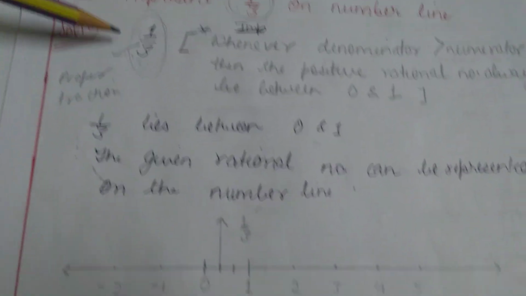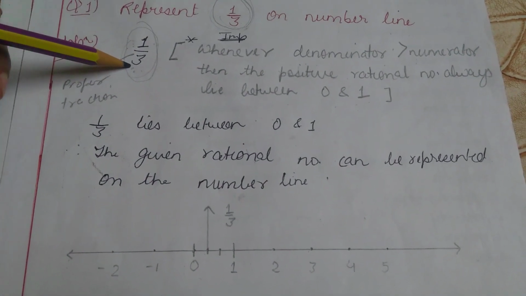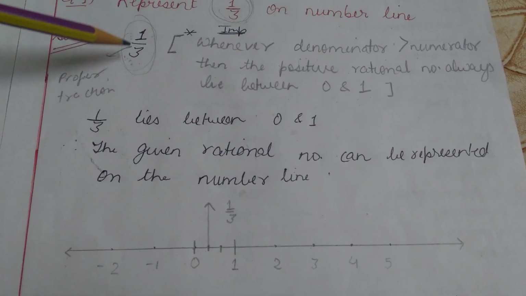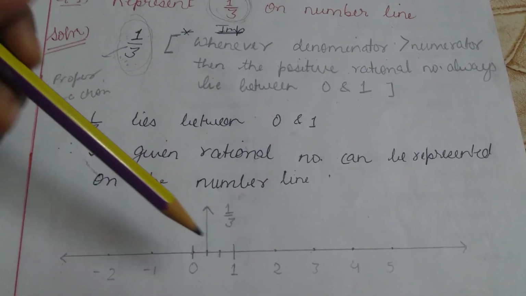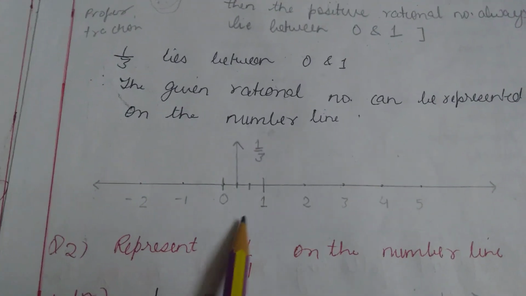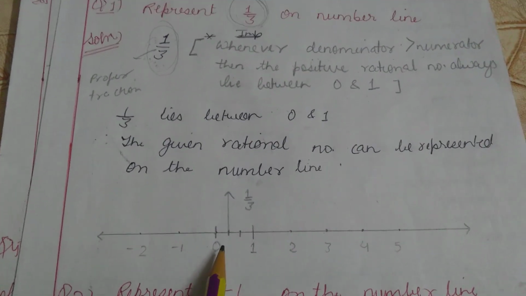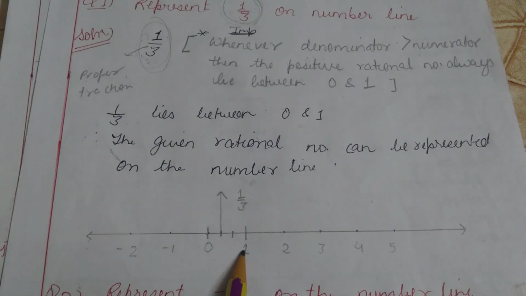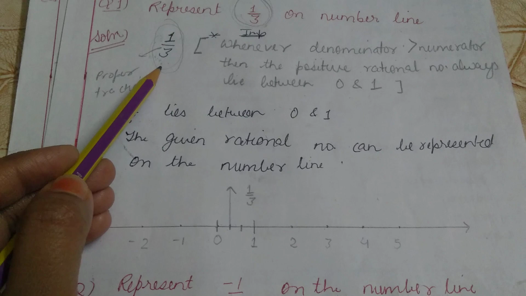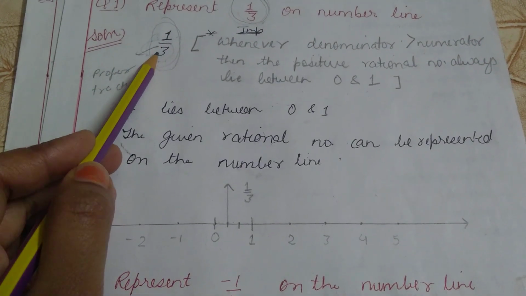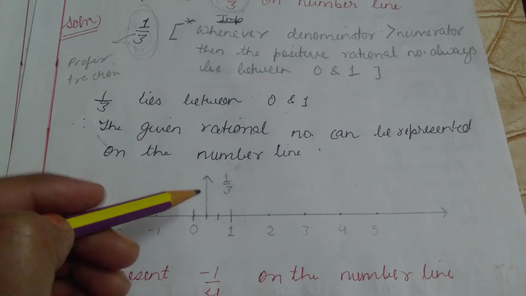To represent this on the number line, first we will see the denominator. Denominator is 3, so we have to divide the interval 0 and 1 into 3 equal parts. This is the interval 0 and 1, and now we have to divide the 0 and 1 interval into 3 equal parts, because the denominator is 3. If it is 3, then we will divide the given interval into 3 equal parts.